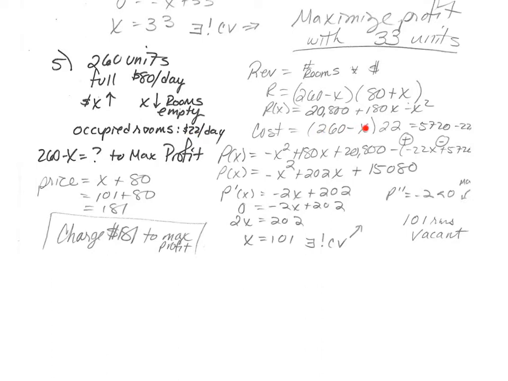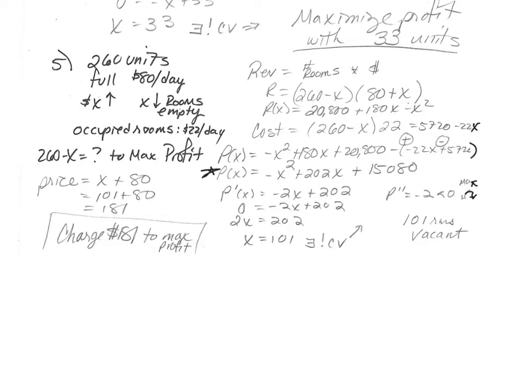And so the cost is going to be however many rooms I have times the cost per room. Go ahead and multiply that in. You get this plus, I see it cut off my x, 22x. And then you're going to go ahead and subtract cost from revenue. And when you simplify that, you get this function here.